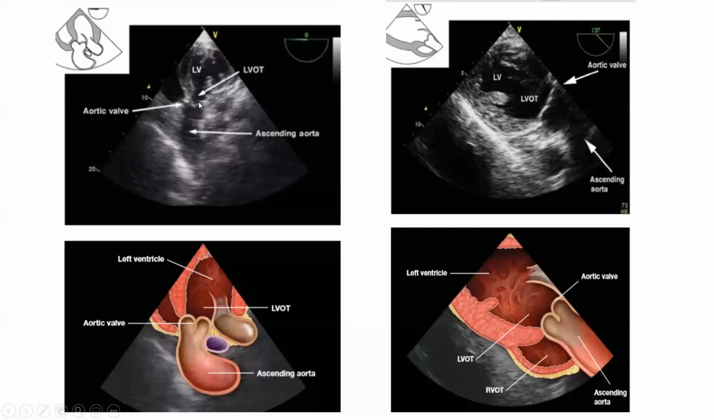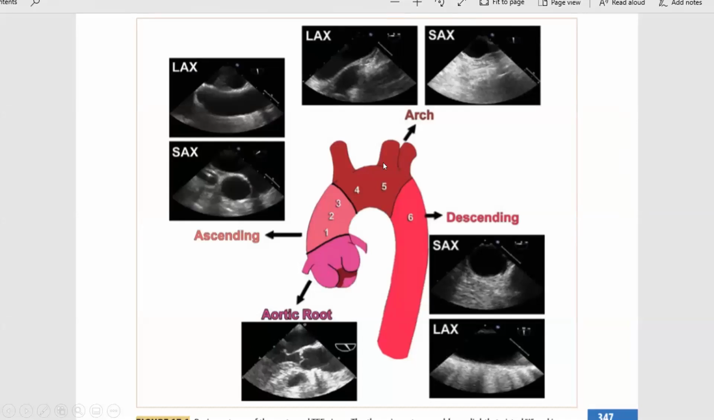So this is a very important view. You have to master it. It will help you when you are assessing the patient post-aortic valve replacement for any valvular leak, and to get the gradient. And then we'll go to the descending aorta.